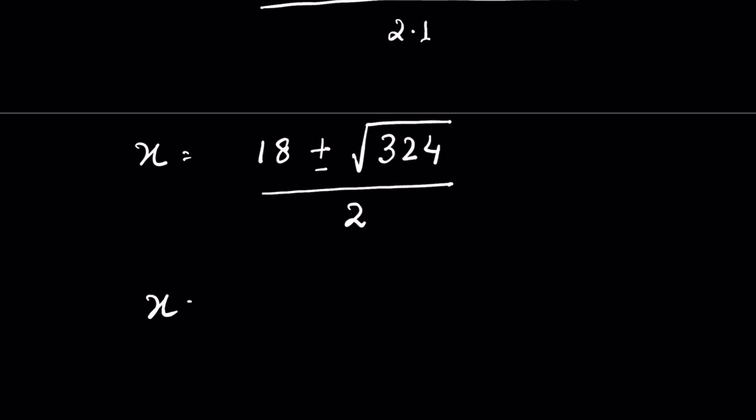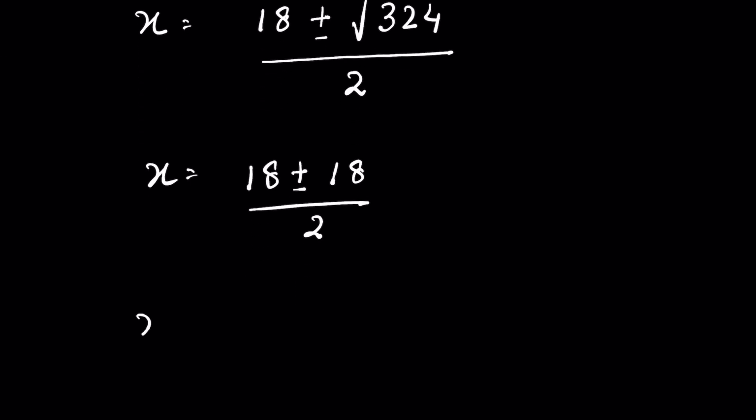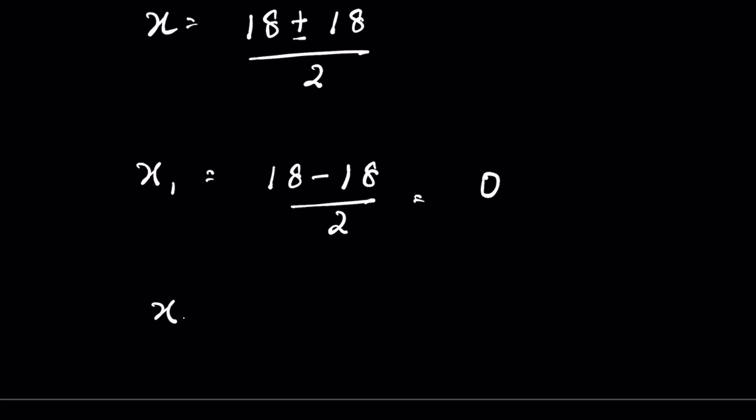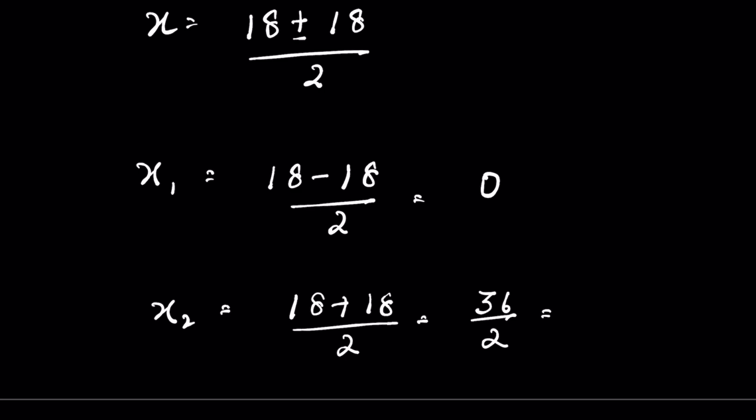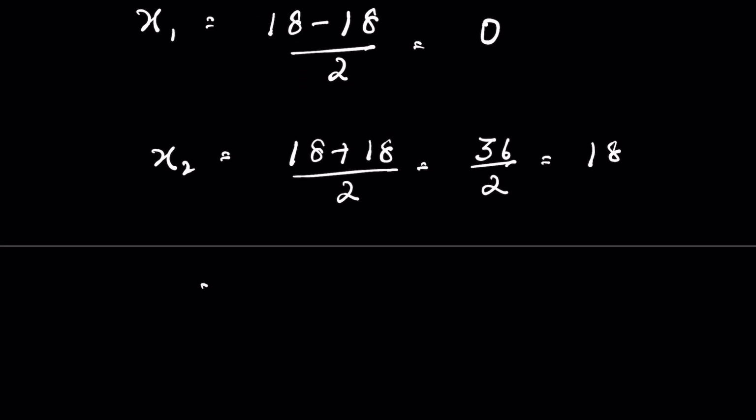Now x is equal to 18 plus minus square root of 324, which is 18, upon 2. So first solution for x is when 18 minus 18 upon 2, so it is equal to 0. Second solution is when 18 plus 18 upon 2, 18 plus 18 is 36 upon 2, so it is equal to 18. So x is equal to 0 or 18.